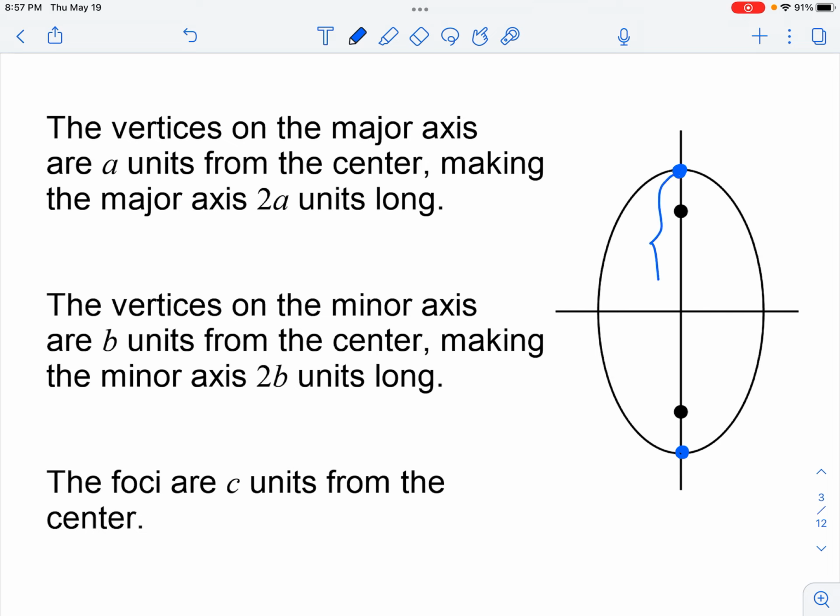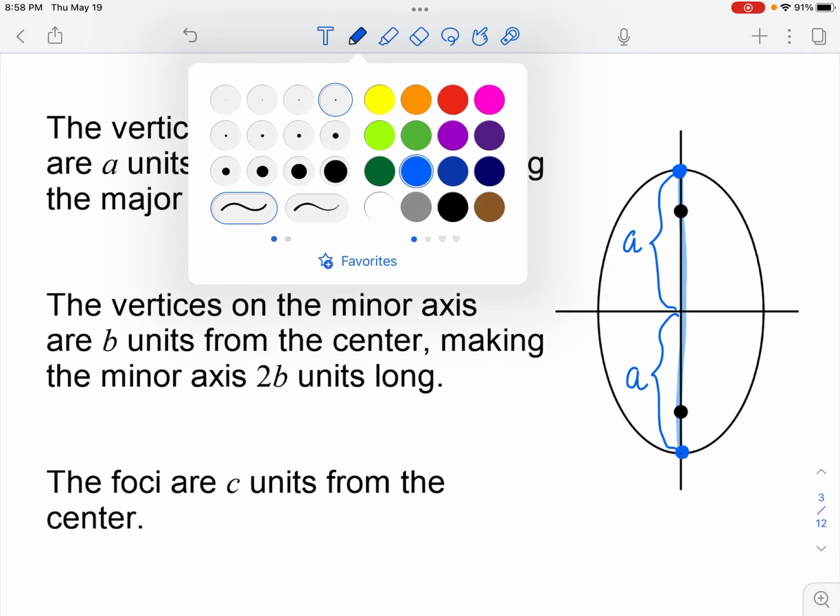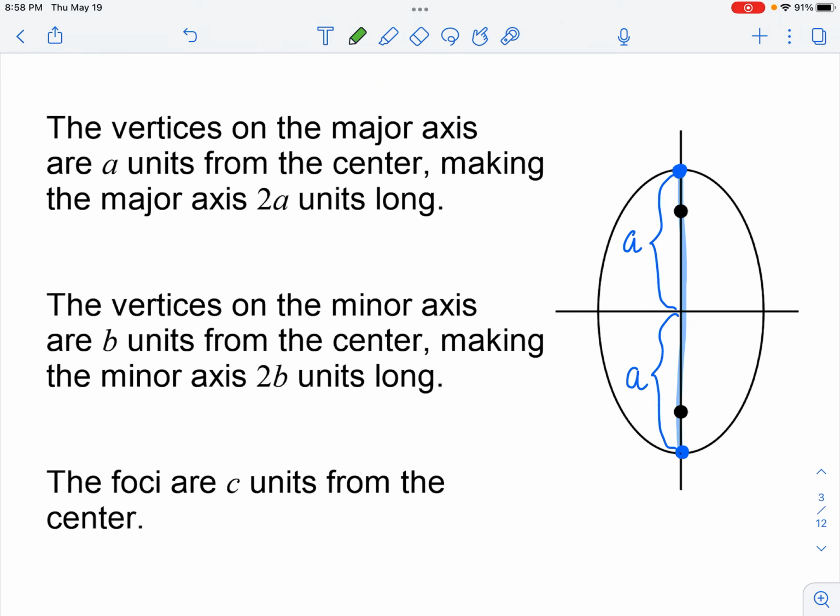This distance here is A units long. This distance here is also A units long. So this line segment connecting the two vertices is 2A units long. That's the major axis, the longer of the two. Then we have the minor axis. The minor axis goes this way. It's perpendicular to the major axis.